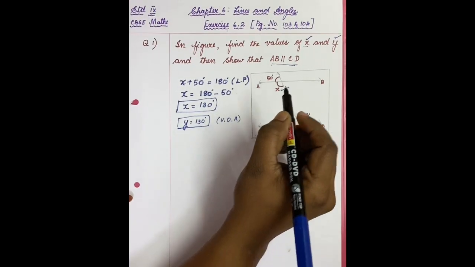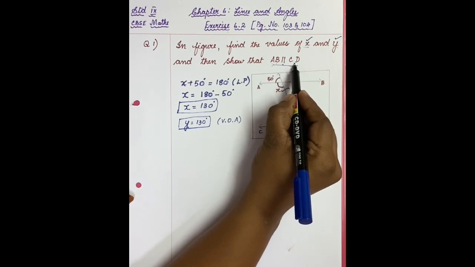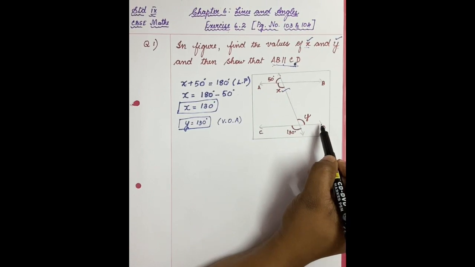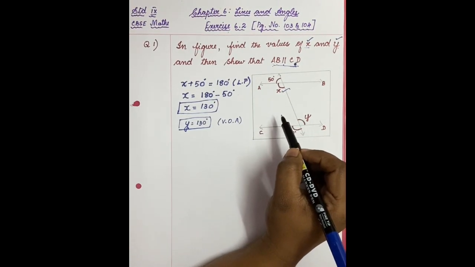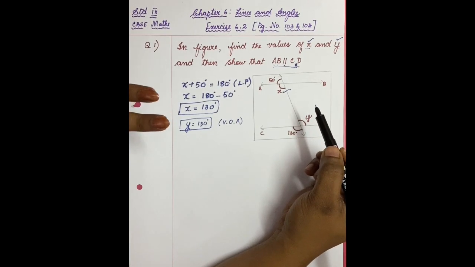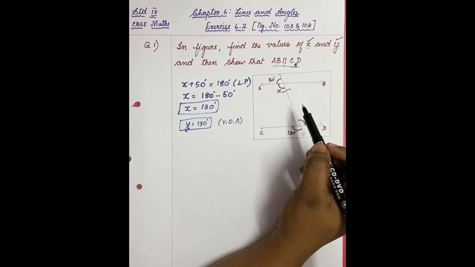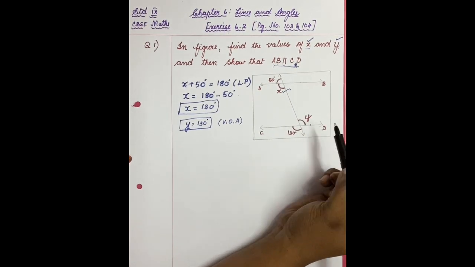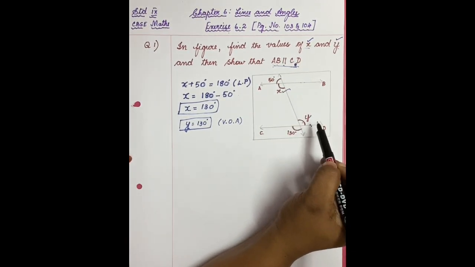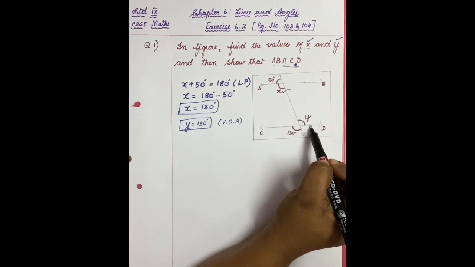Now, we have to prove or show that AB is parallel to CD. How are we going to show that these two lines are parallel? We have already learnt in the previous video the converse of the theorem. That is, three types of converse we have learnt. What are the three? If corresponding angles are equal, then the two lines are parallel. Or if alternate angles are equal, then the two lines are parallel. Or if co-interior angles are supplementary, then the two lines are parallel.